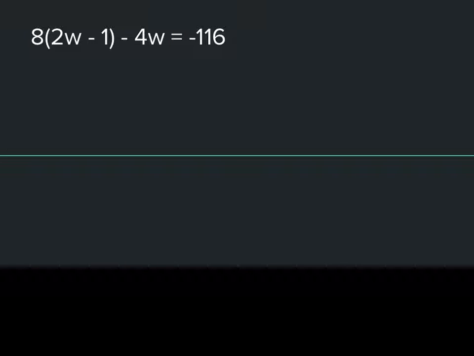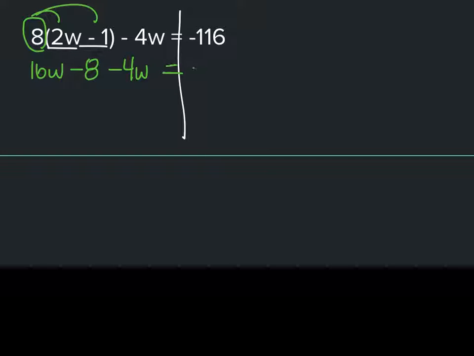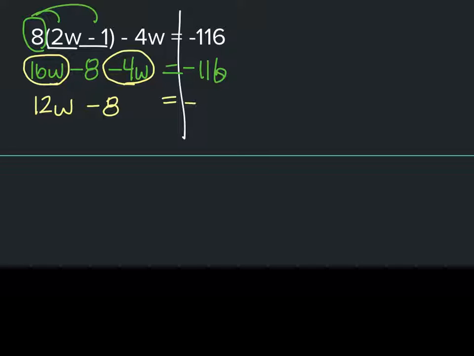So in here we have distributive properties. We need to multiply the 8 with everything in there. So 2w and -1. This becomes 16w. 8 times -1 is -8. Minus 4w equals -116. So then we have 16w minus 4w, which is 12w equals -116.